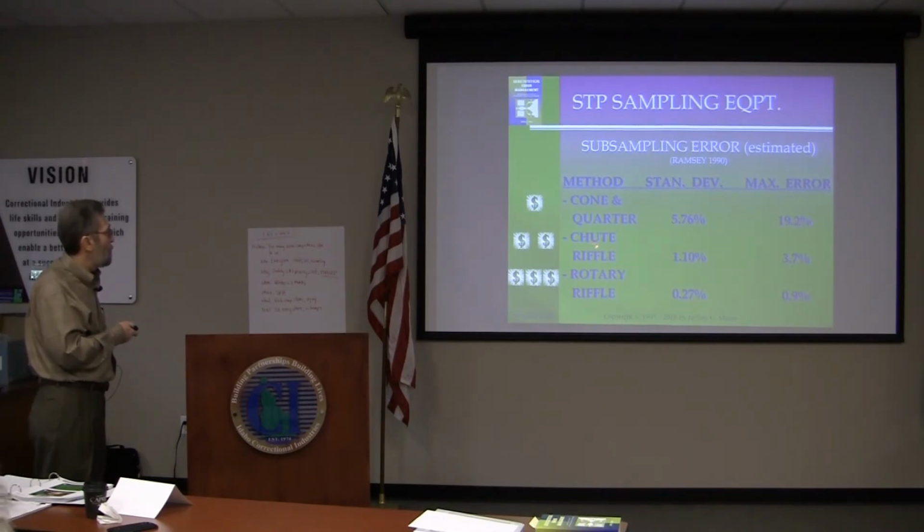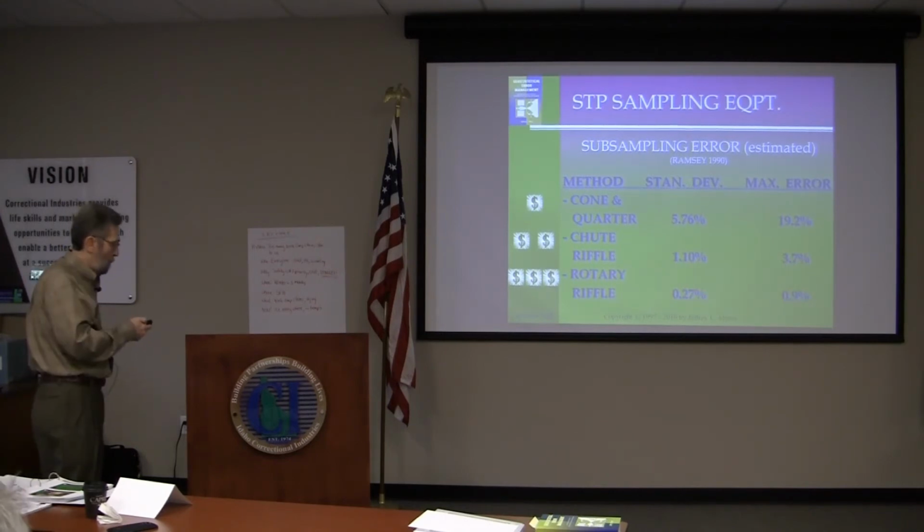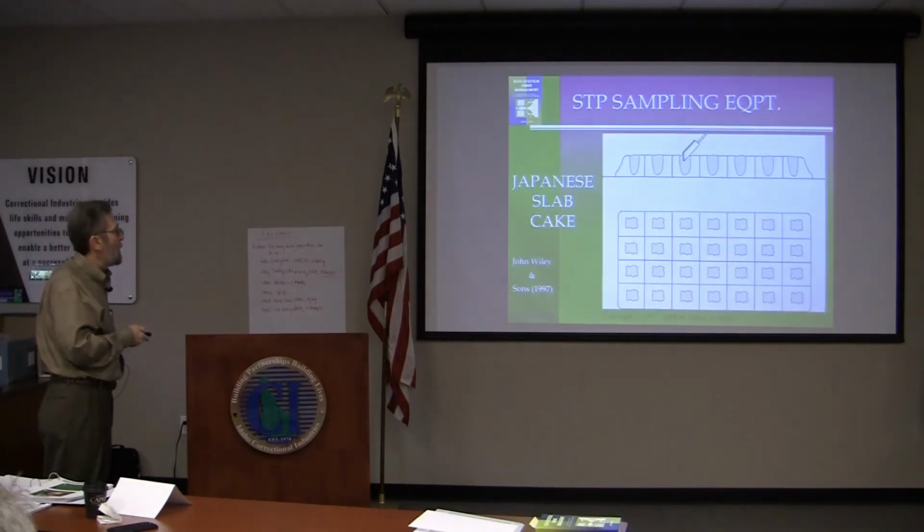If we went to a Riffle Splitter, it's a little bit more in cost. Standard deviation drops substantially, the error drops substantially. And at the laboratory, when you go to the rotary, now we're really talking some money, but the standard deviation goes way down and the error is very low. Depending how much you want to pay, we have ways to do this.